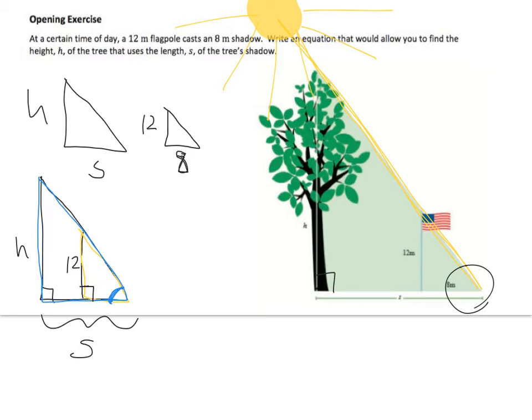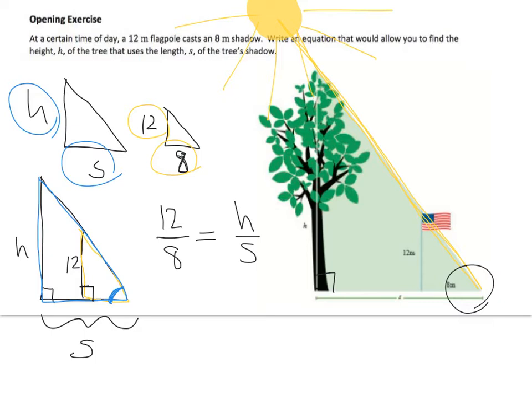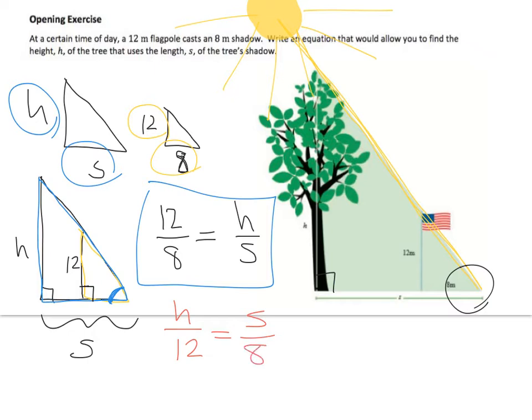So we can set up a ratio now. The ratio can be set up many different ways, but we're going to stick with little triangle equal to big triangle. And just note, little triangle I have 12 over 8, big triangle I have h over s. So this is the ratio we're going to set up. I could also do h over 12, big side over big side, equals small side over small side. There's lots of different ways I could set it up.